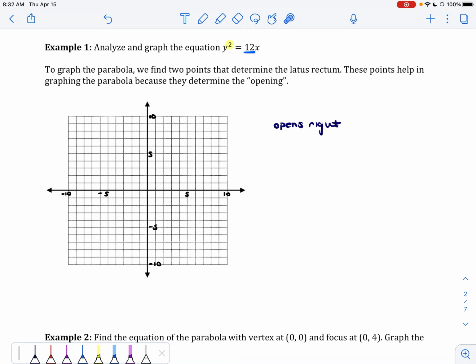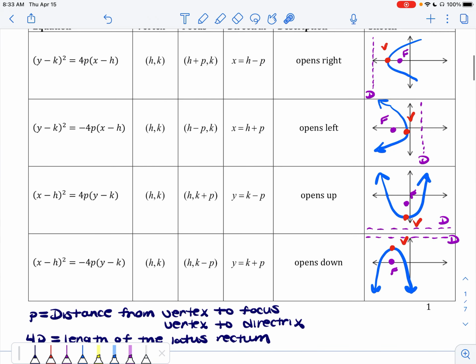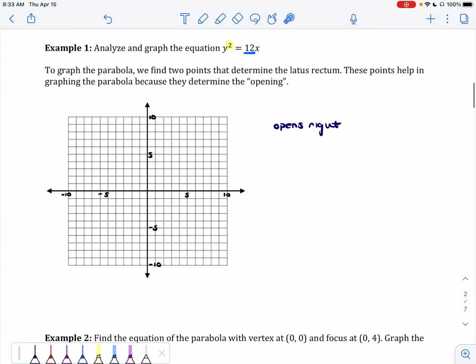All right, so the next thing we need to figure out is what is our p-value. If you remember our equations up here, all of these are going to be in this format where you have y squared is equal to 4p times x. So this 4p is what we want to focus on right here. We need to rewrite our equation so that it's in this format, 4 times some number. So I'm going to go ahead and rewrite my equation: y squared is equal to 4 times something times x.